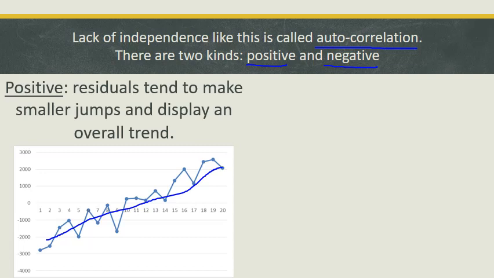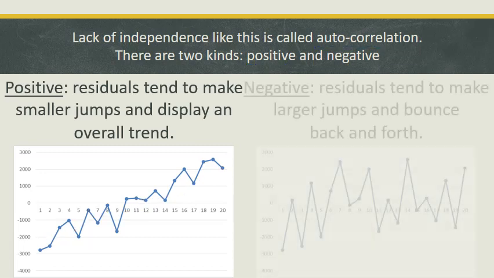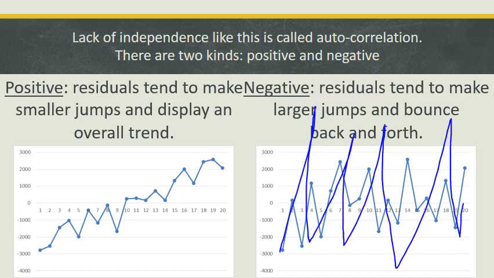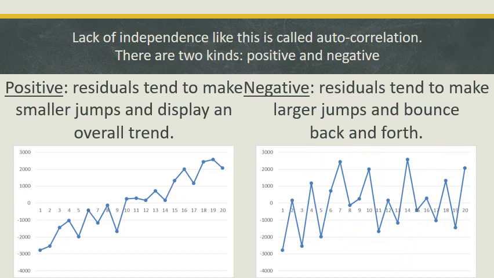Negative autocorrelation, on the other hand, has a graph that constantly swings back and forth. The jumps are mostly very large and usually go back in the direction of where it came from. Those are the characteristics of autocorrelation. Ideally, your residual plot will show neither of these extreme behaviors.